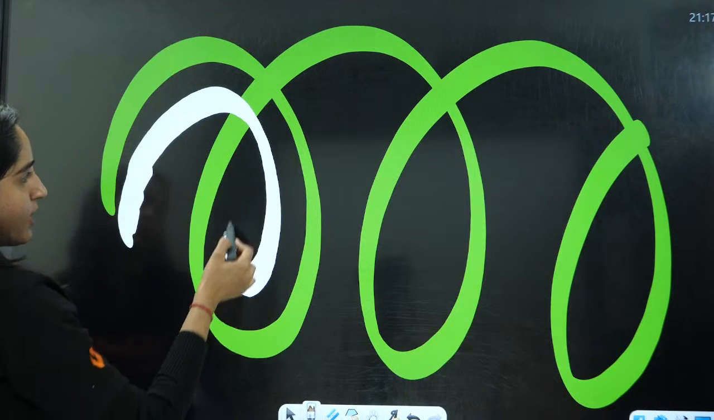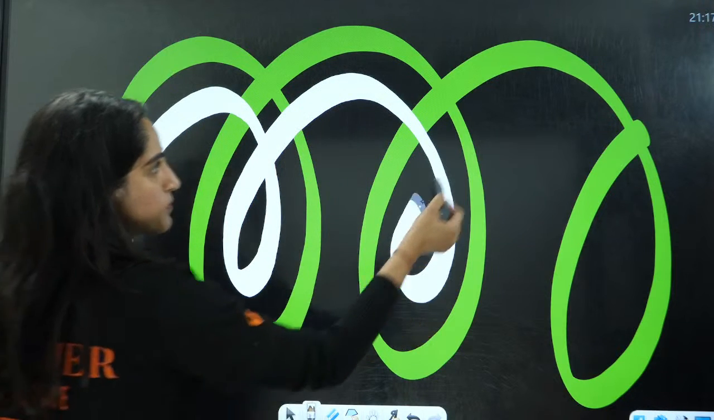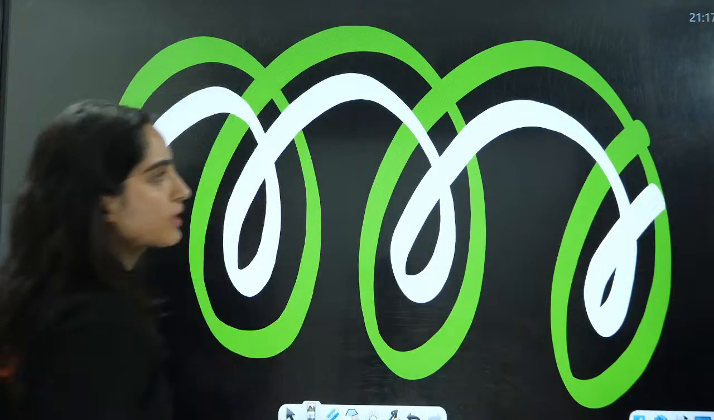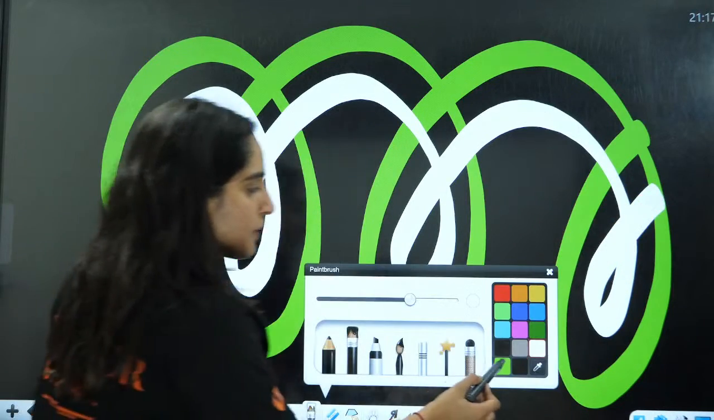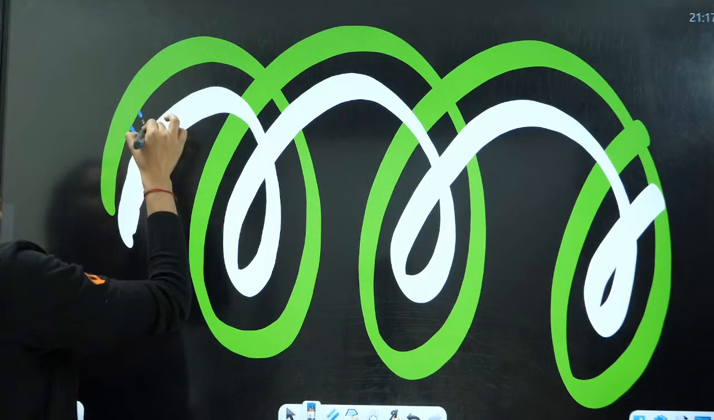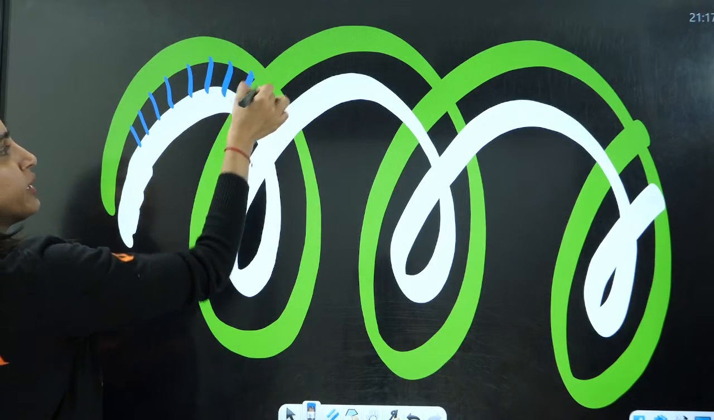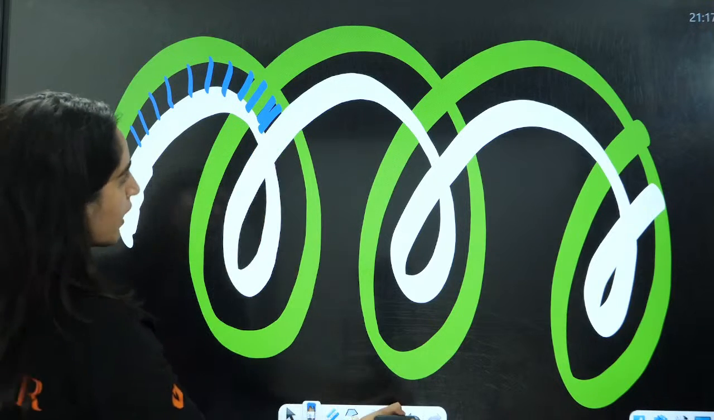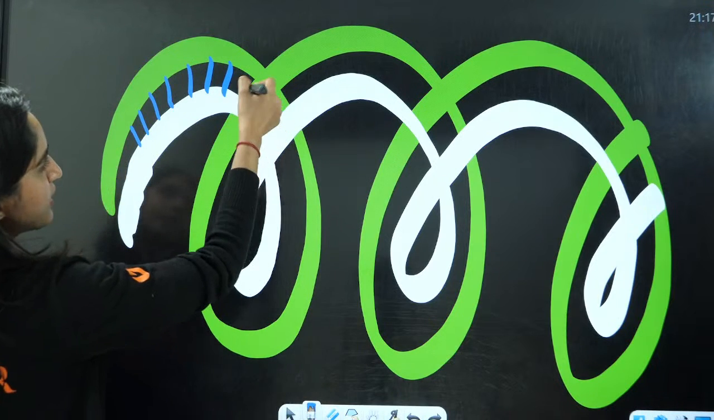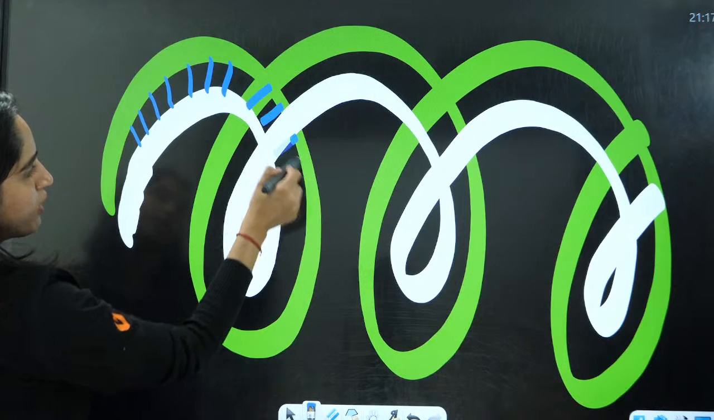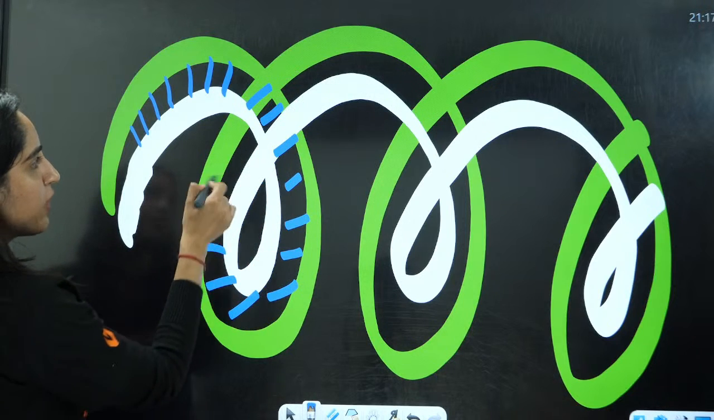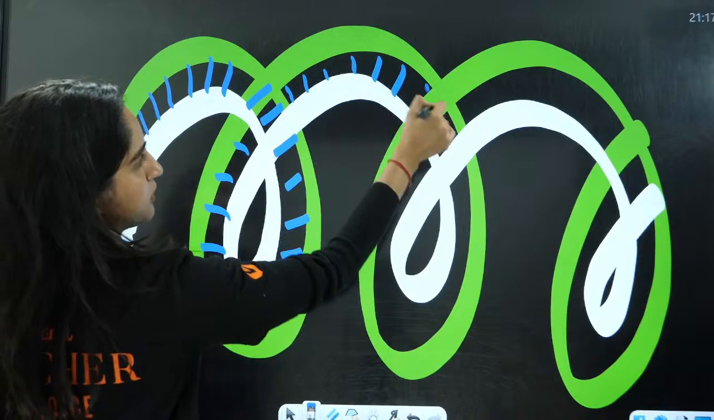This will go something like this. So now we have a double alpha helix structure. Now these two alpha helix structures are actually hydrogen bonded with each other. They have hydrogen bonds with each other.